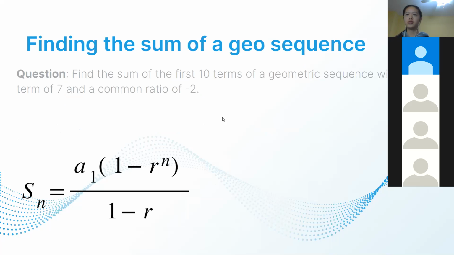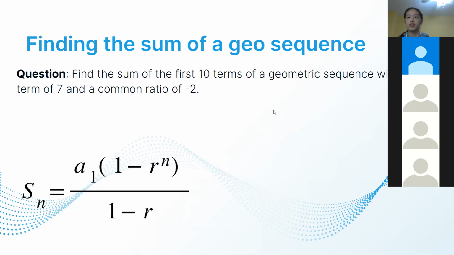Okay, for this next example: find the sum of the first 10 terms of a geometric sequence with a first term of 7 and a common ratio of 2. And again, you would take a similar process to what the previous question had.